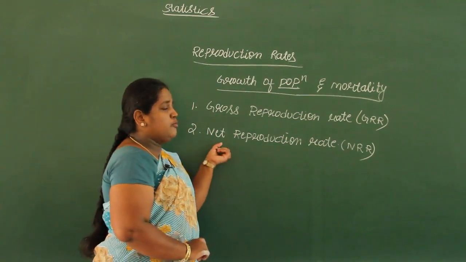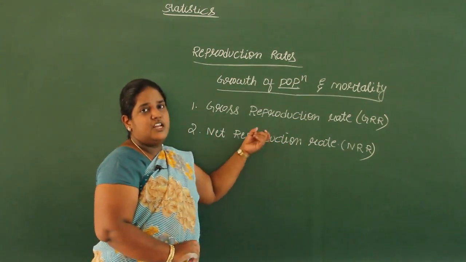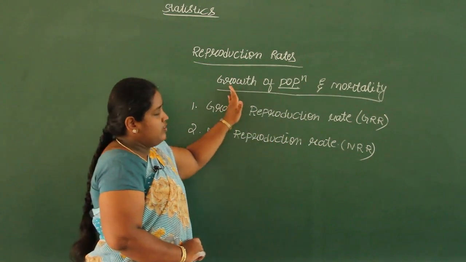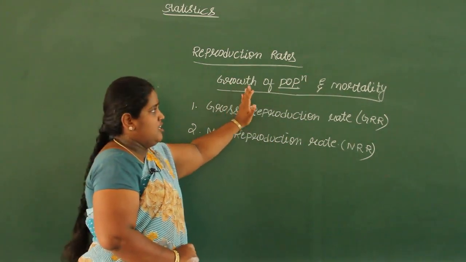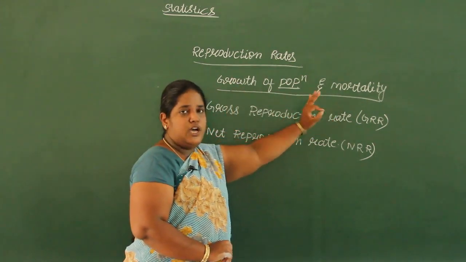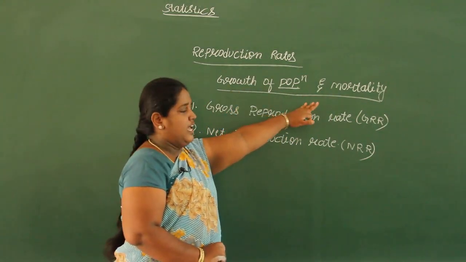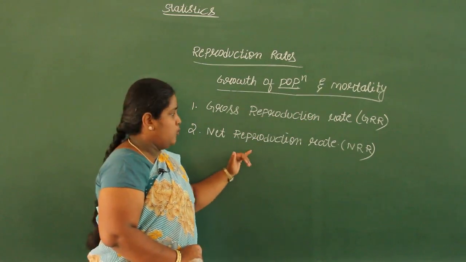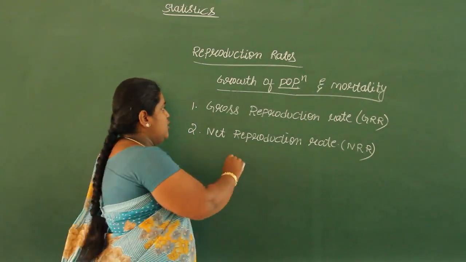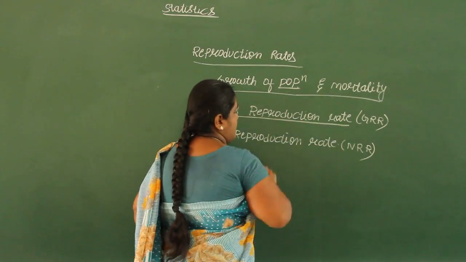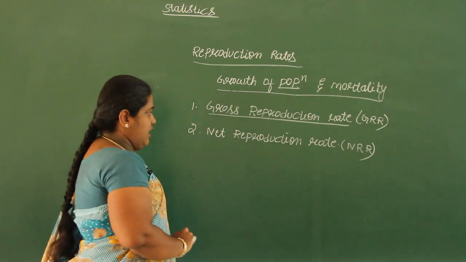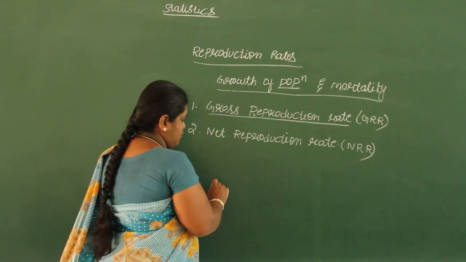While studying the net reproduction rate, we will consider both the growth of the population and mortality. I'll explain later what the net reproduction rate is. So now we'll study only the gross reproduction rate, and both methods are important.